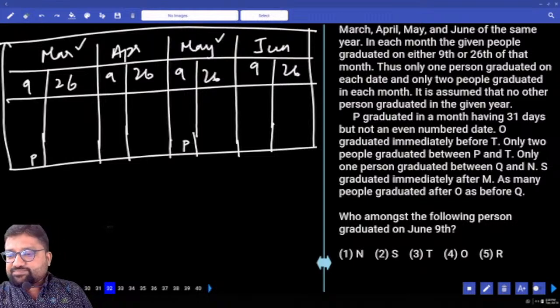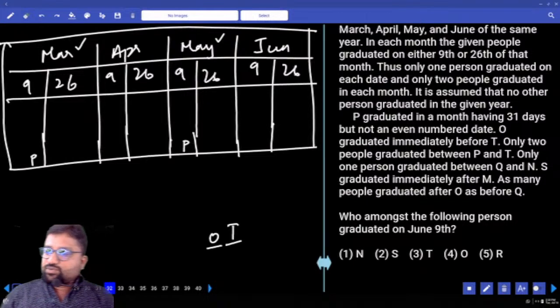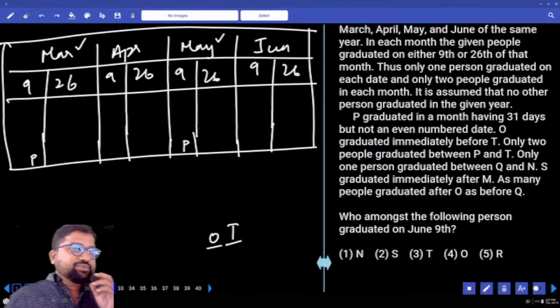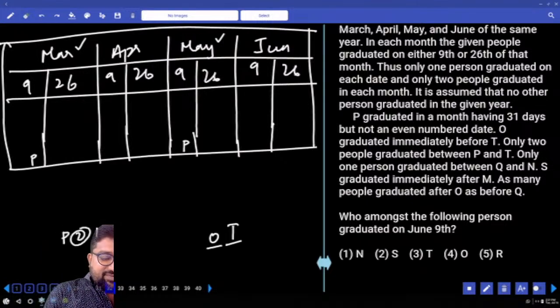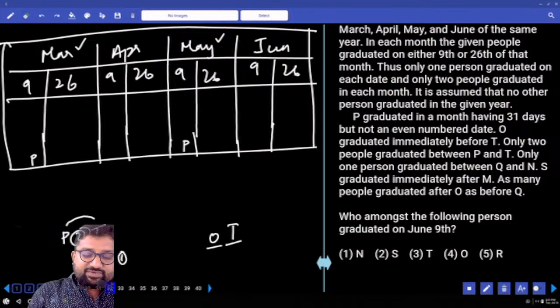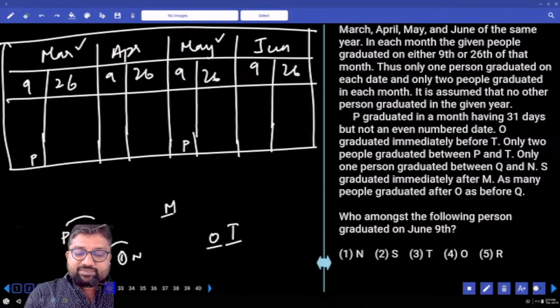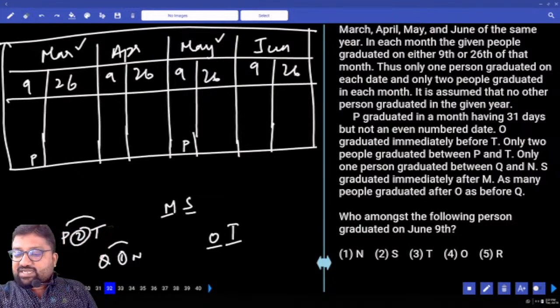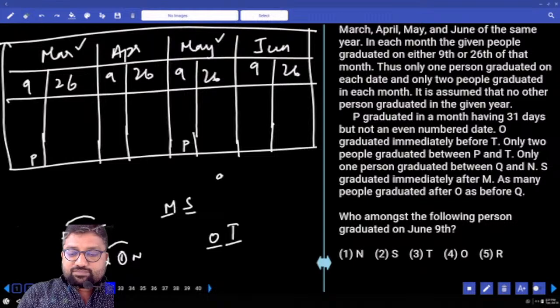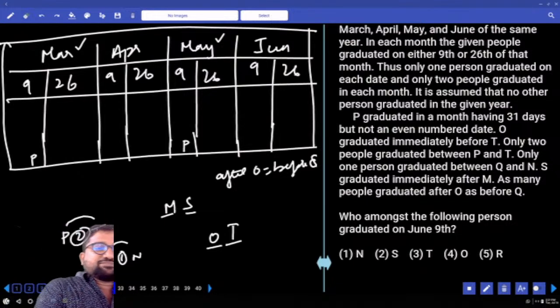Next. O graduated immediately before T. Immediately before T is O. Only 2 persons graduated between P and T. 2 persons graduated between P and T. Done kada? Next point. Only 1 person graduated between Q and N. 1 person between Q and N. S graduated immediately after M. Immediately after M is S. As many people graduated after O as before Q. Done kada? Chapandamma. What should I do?